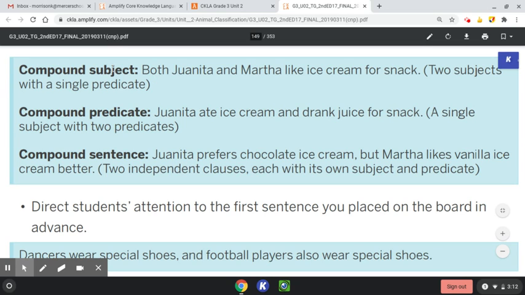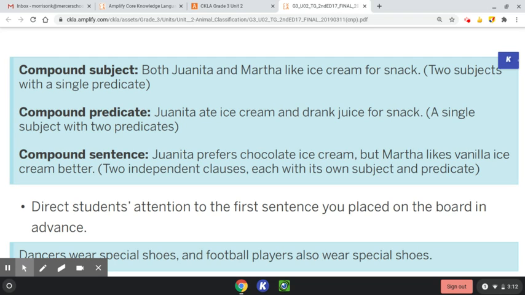Okay, so at the very top, I'm hoping you can see where my mouse is, up where it says compound subject. A compound subject is when you have two subjects with a single predicate. So this sentence says, both Juanita and Martha like ice cream for snack. So the subjects are Juanita and Martha. There's two subjects. And they both like, that would be the predicate, ice cream for snack. So there's two people, two subjects, but they both like the same thing, so that's a single predicate. And that is a compound subject sentence.